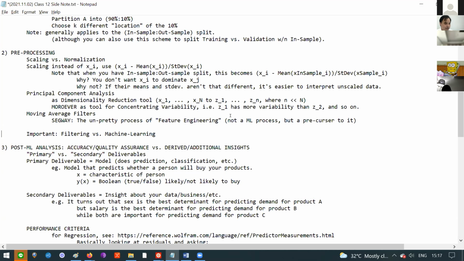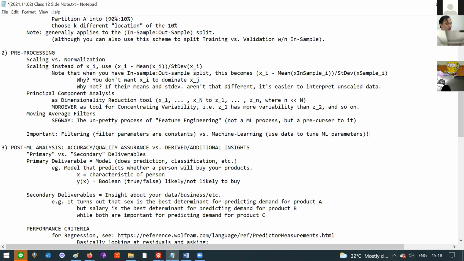Now, filtering is not learned. Machine learning is learned because you use the data to tune the ML parameters. So filter parameters are static, constant. This is the important thing.